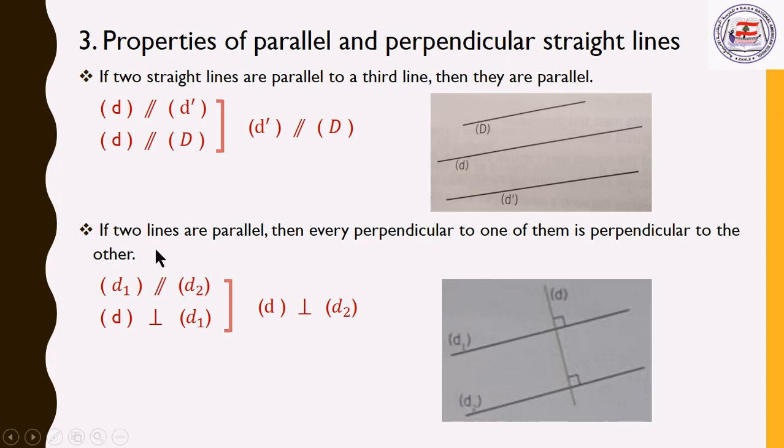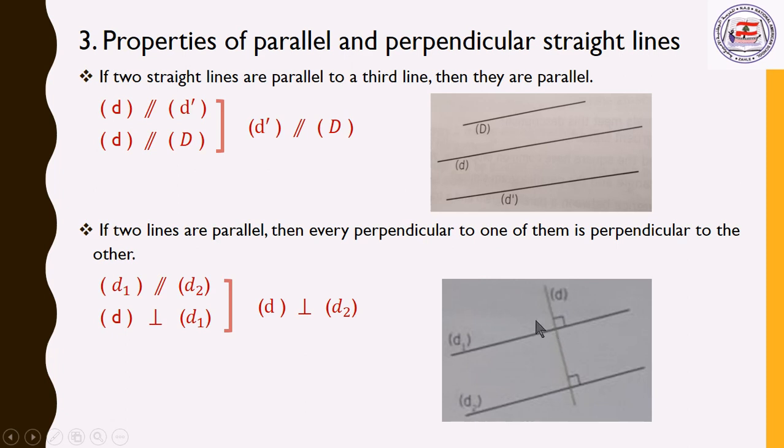Rule number 2. If two lines are parallel, then every perpendicular to one of them is perpendicular to the other. How? Two lines are parallel. D1 is parallel to D2 on the figure. This is D1 and this is D2. These two lines are parallel. Now if D is perpendicular to D1, this is D, it is perpendicular to D1. I will stop here. This D is perpendicular to D1.